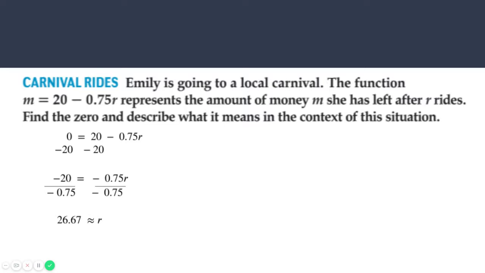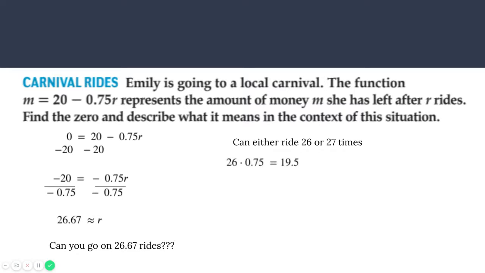Now think about it. Can you just ride along on a roller coaster or any carnival ride and just go 2/3 of the way through it and say, well, I'm done, I'm getting off? Of course not. You're going to hurt yourself. So let's think. She's either got to ride it 26 full times or she has to ride 27 full times. Let's figure out which one makes the most sense.